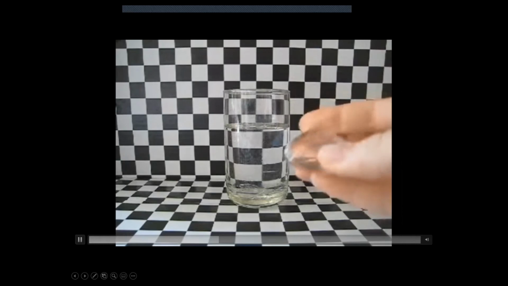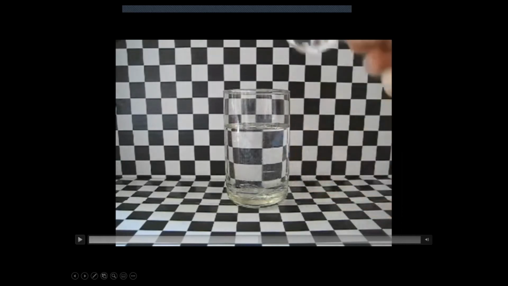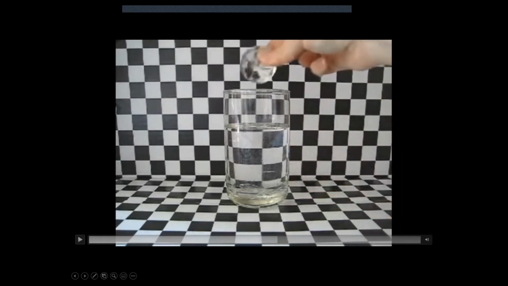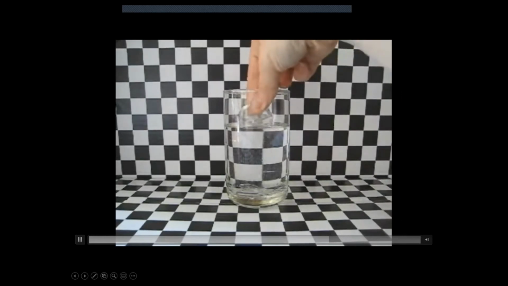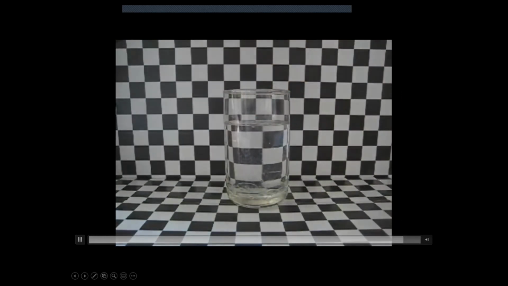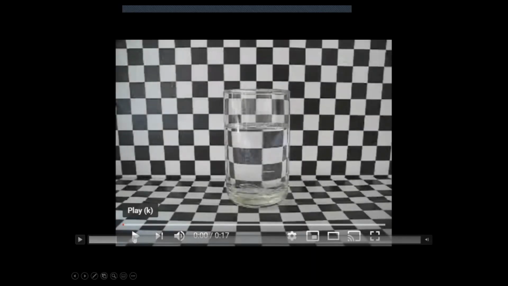All right, here's your fake diamond. I think this is corn syrup. So I just place it, put it in. You get what you pay for, guys. It just vanished. All right, once again, it's called index of refraction.